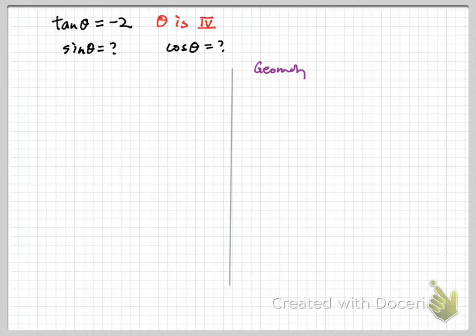Now assume theta is an acute angle in a right angle triangle. We have tangent theta is -2. Never mind the minus for the time being, just focus on the 2. We have tangent theta is 2, so it's 2 to 1. Pythagoras theorem gives that the hypotenuse shall be root 5. Assume this is the angle theta.